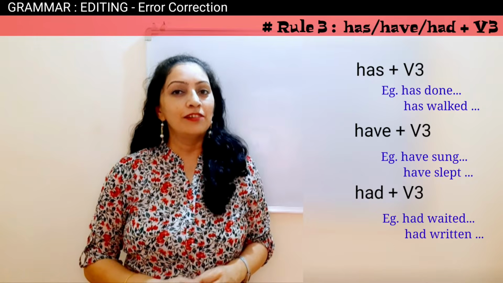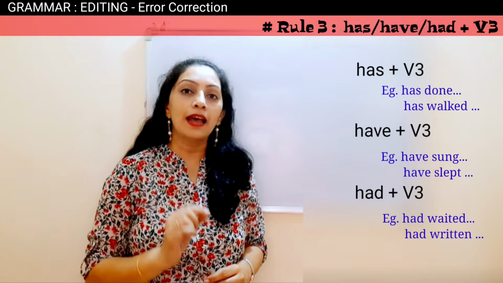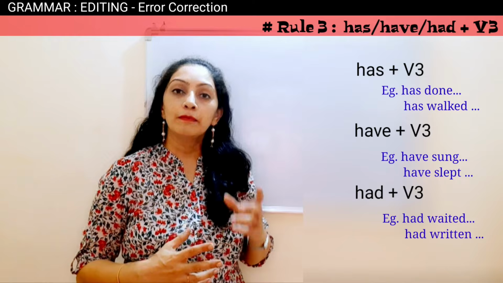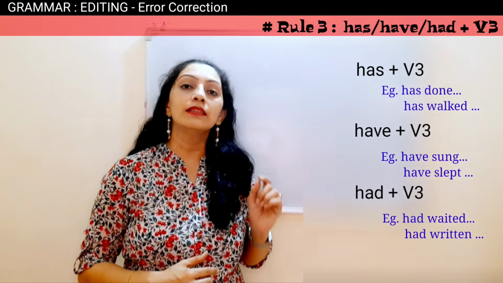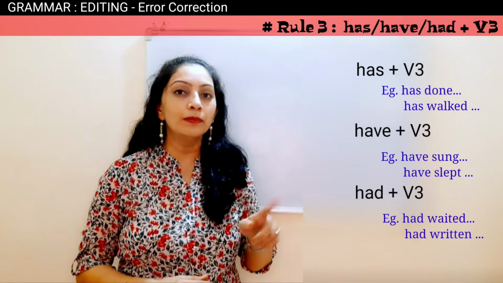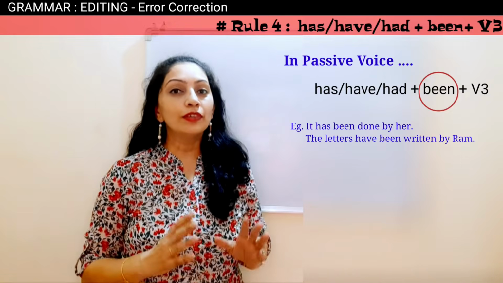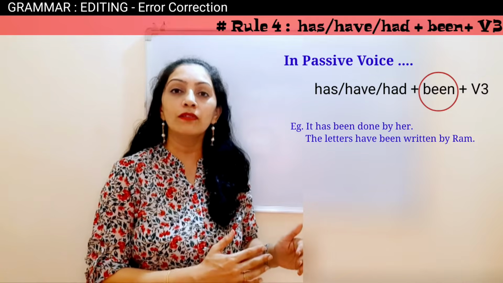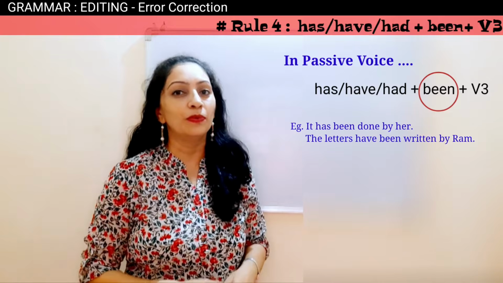Tip number 3. Whenever in the question or in the sentence you have the words has, have, or had, they belong to perfect tense. Make sure that the verb which comes after this is always in the third form, that is V3 form. If there is an error in that verb, make it V3. And if we are talking about passive voice, with has, have, had, we will always have the word been and then the V3 form of the verb.